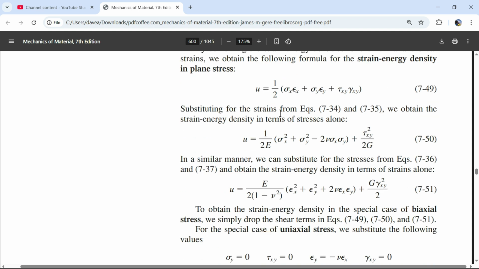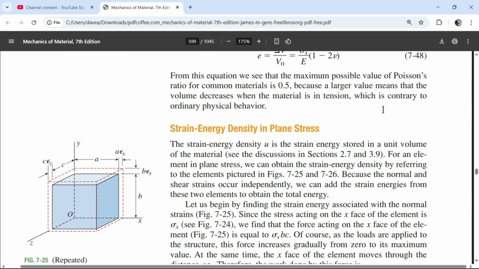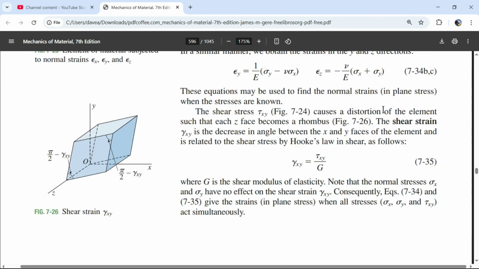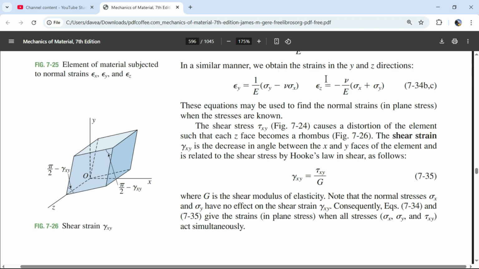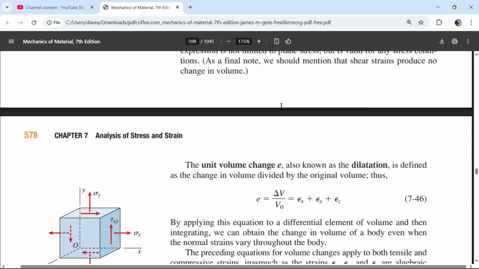Substituting for the strains from equations 7.34 and 7.35. Uh-oh. So now we have to see what they're substituting into this hellish beast. Here is the strain in the y, or the stress in the x. So we have a lot going on, but we have 7.34 and then 7.35. We could substitute any of these things in. It could be just in terms of stress, because we could cancel out all the strains. So let's see what they do.